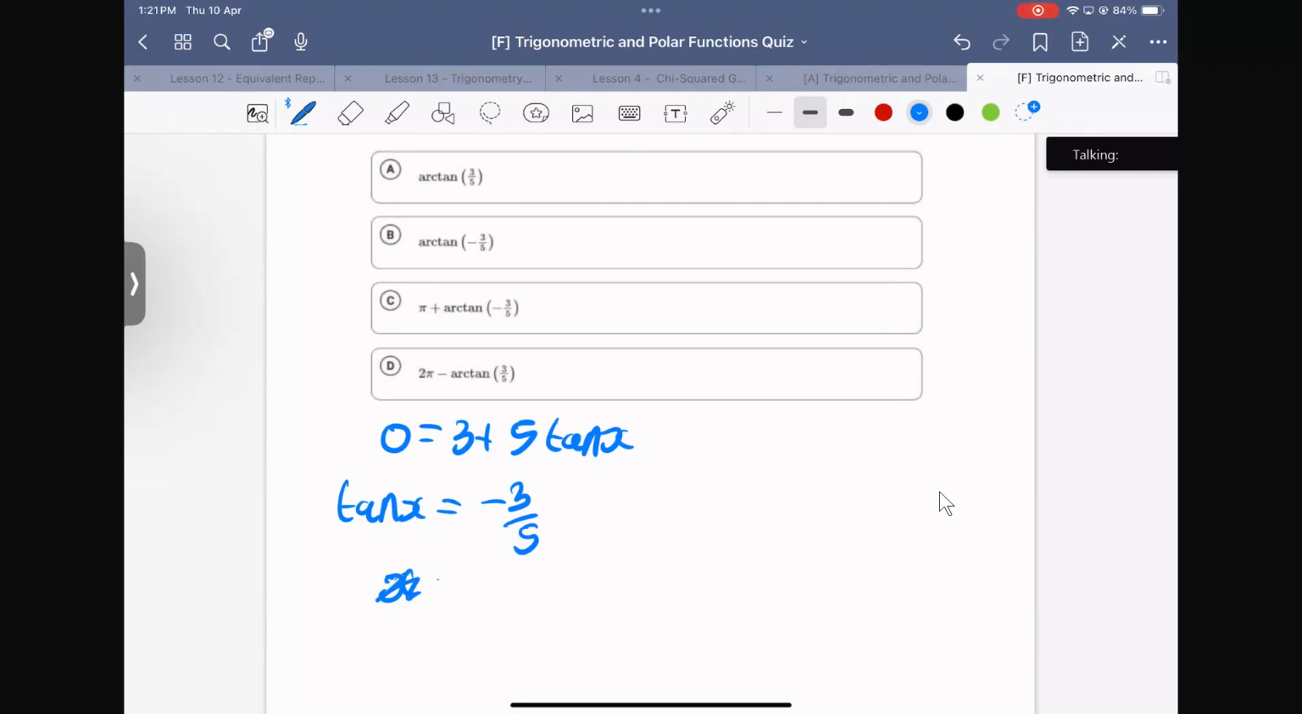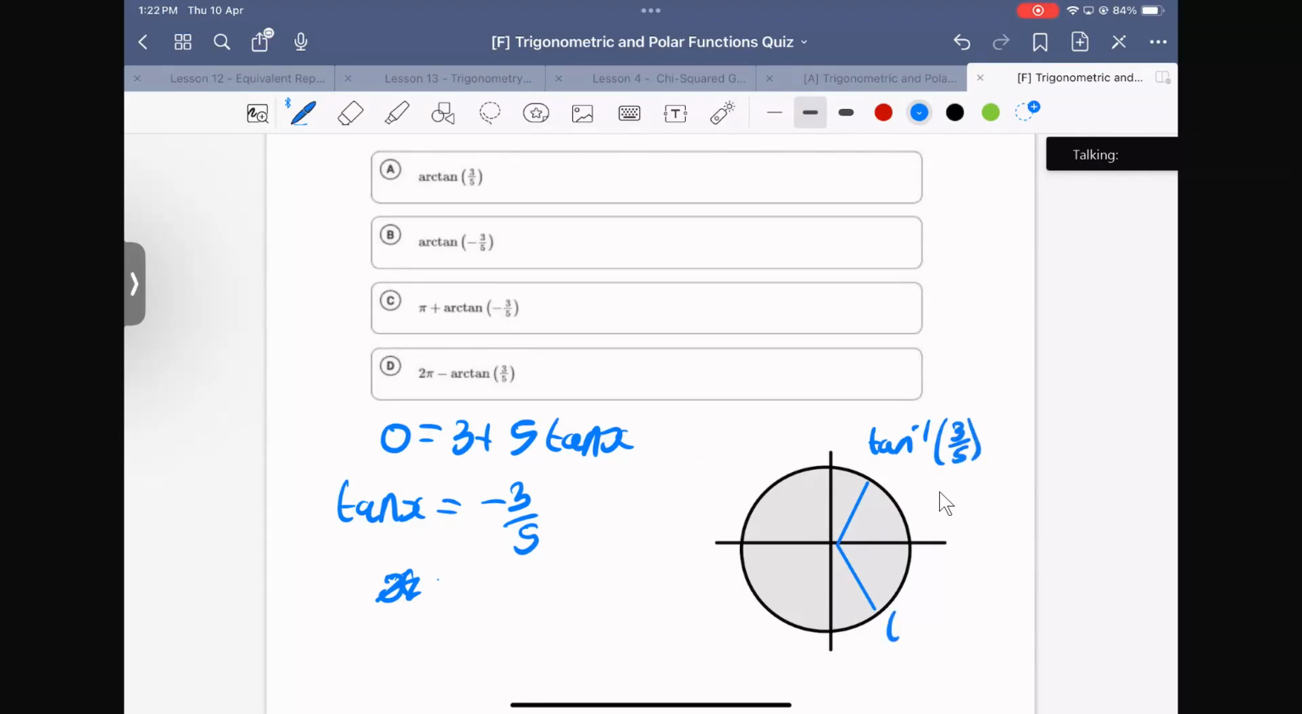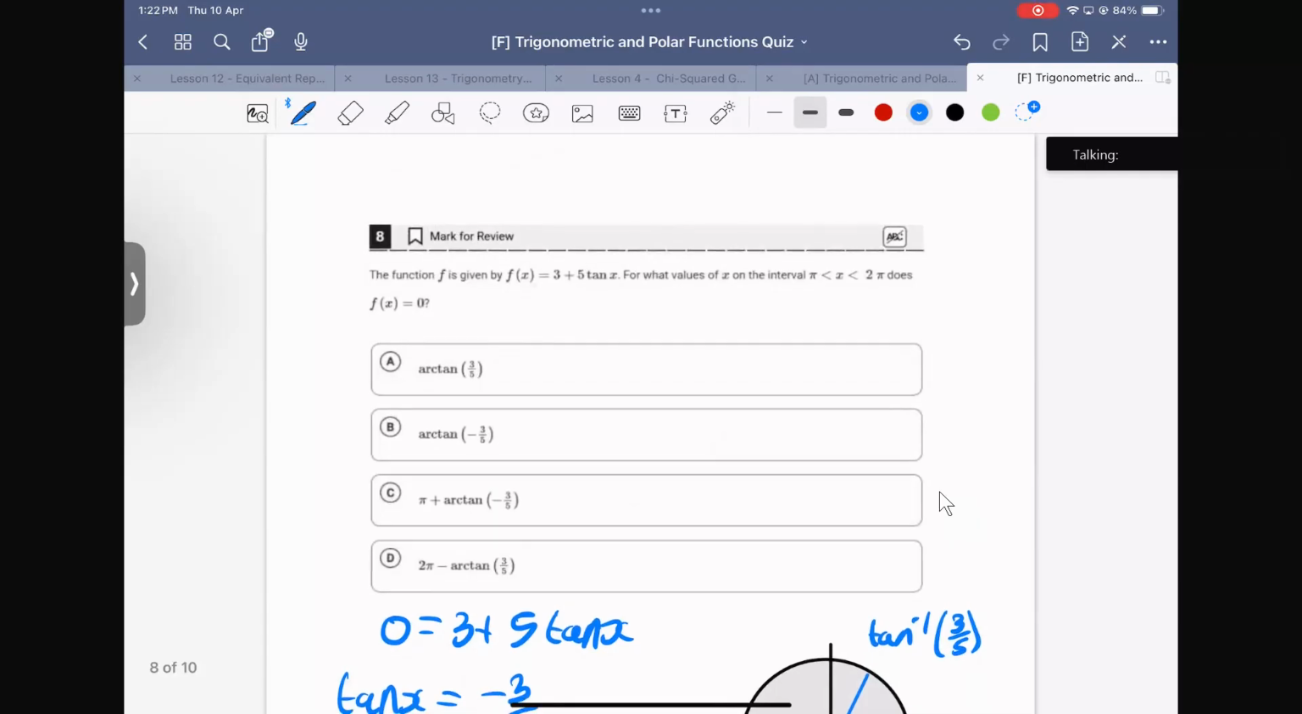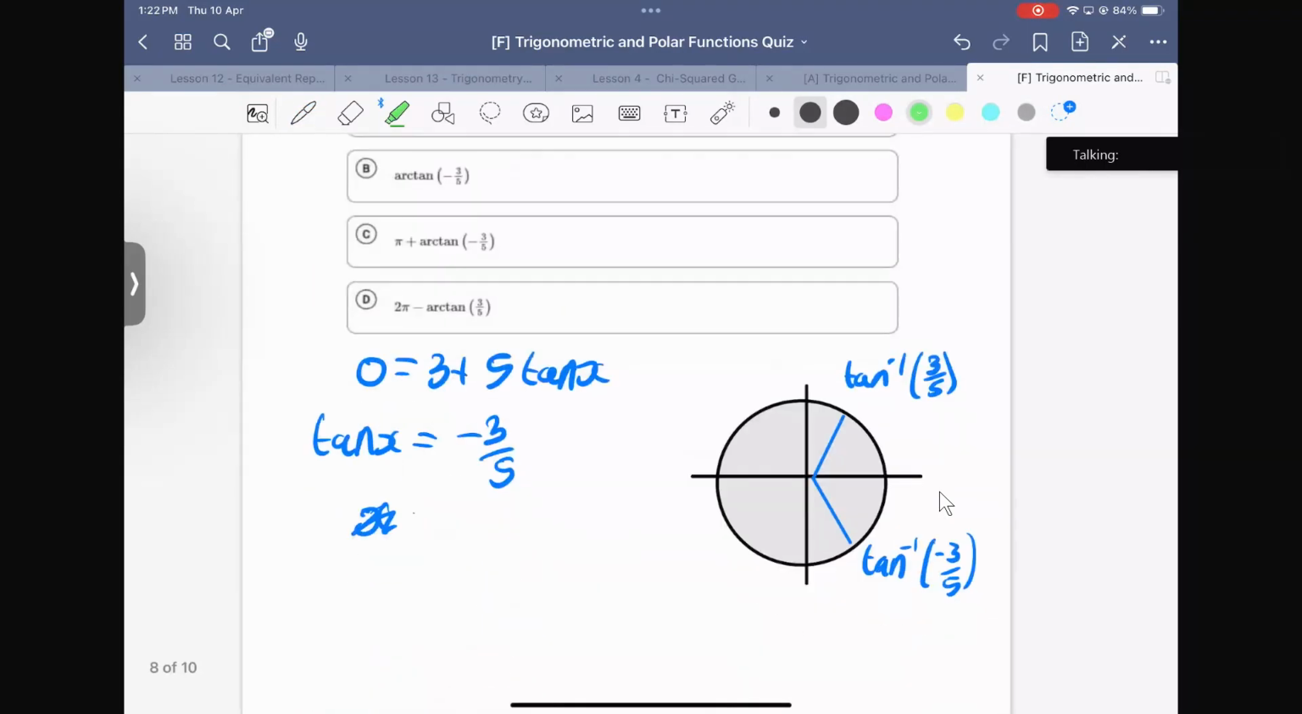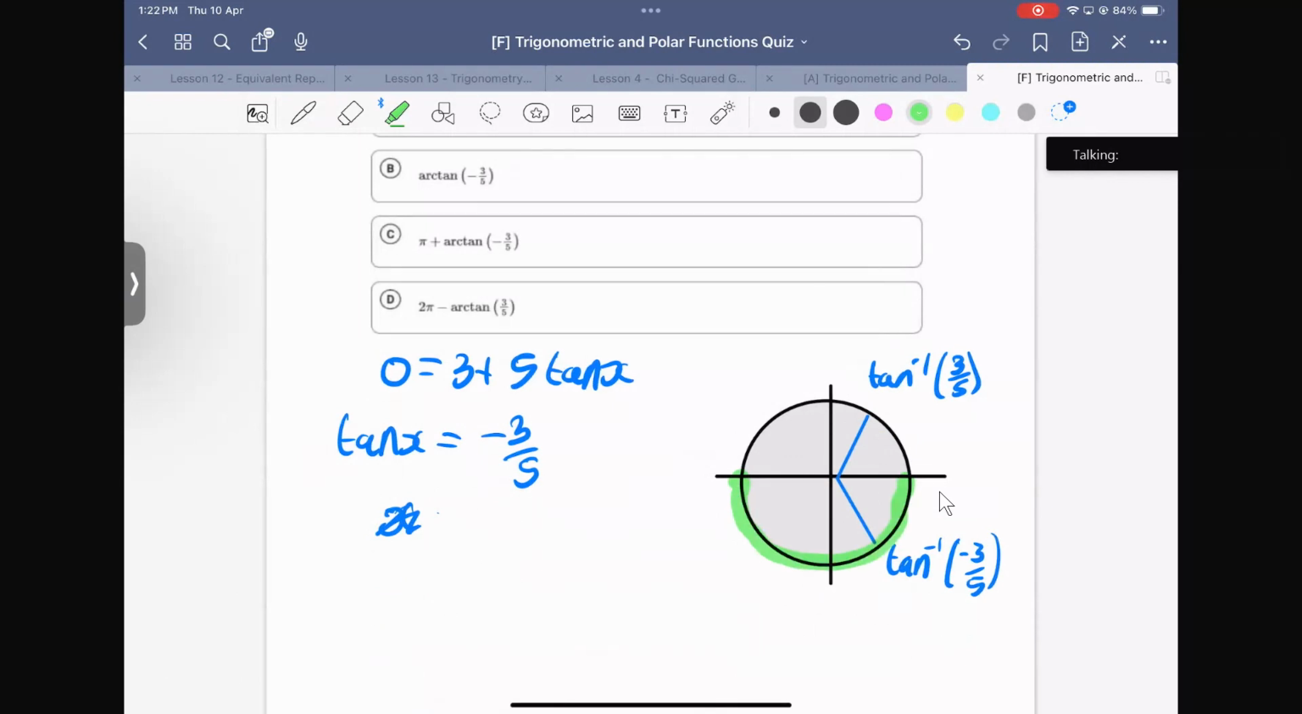Question 8. Ooh, this one is hard. This is the hardest question. So we've got the equation 0 is equal to 3 plus 5 tan x. That means that tan x is equal to minus 3 over 5. Now, arctan of x, let me do a unit circle.